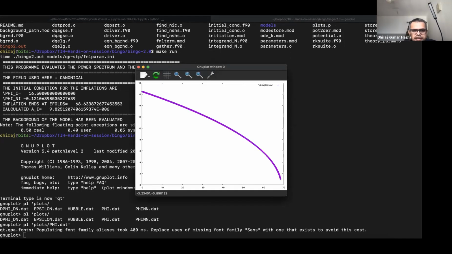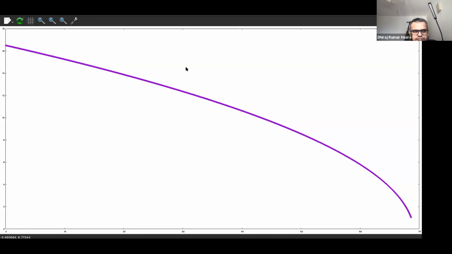Let's see the field evolution. Okay. So this is phi. You remember we started with 16.5, right? And phi ends here. Remember, we had discussed this phi. F is square root of 2 MPL, which means 1.414. Here it is 1.0. Why? Because we are using the Hubble slow roll parameter equal to 1 as the end condition of inflation.